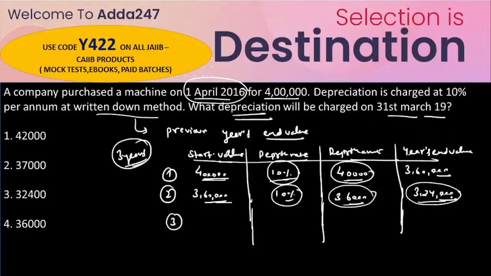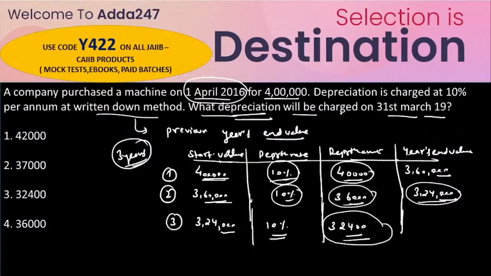Okay. After that, for the third year, the year's end value of 3,24,000 rupees becomes the third year's starting value. So write here 3,24,000 rupees, and again 10% is charged, and the depreciation amount would be 32,400 rupees. And this is the thing that we have to find out. In the question, we are asked what depreciation will be charged on 31st March 19, so the answer is 32,400 rupees.